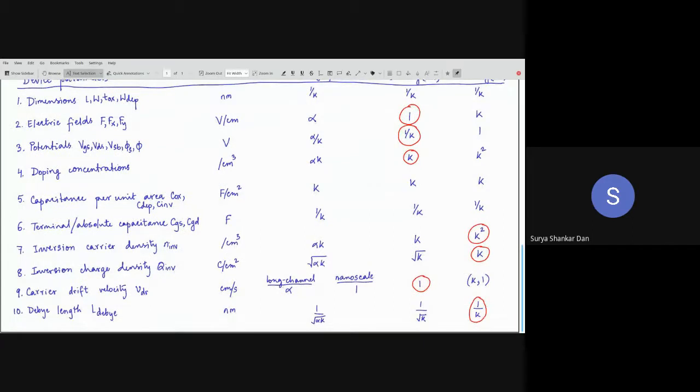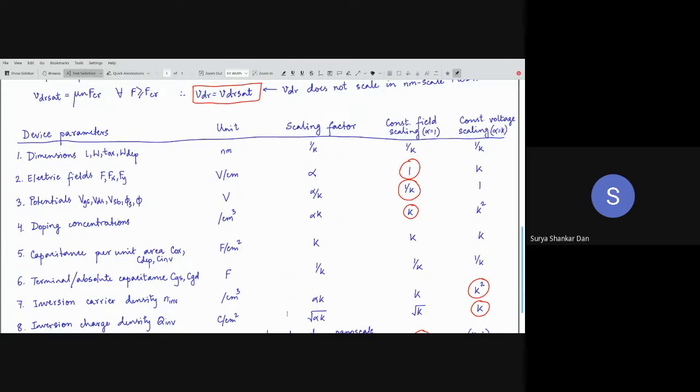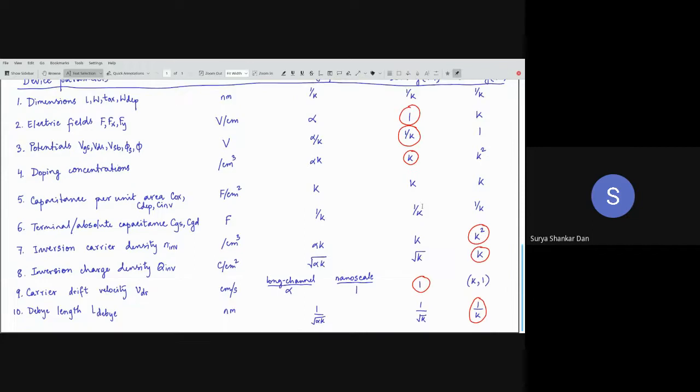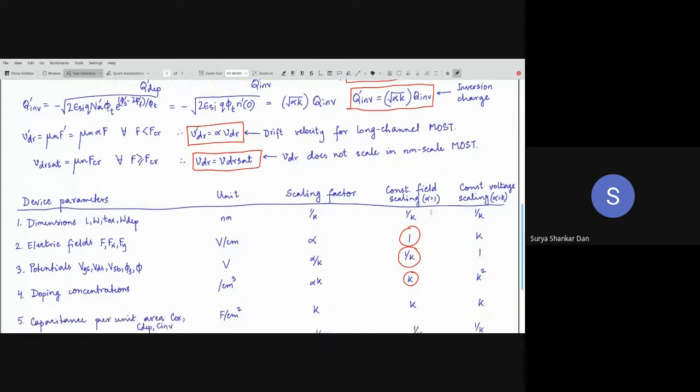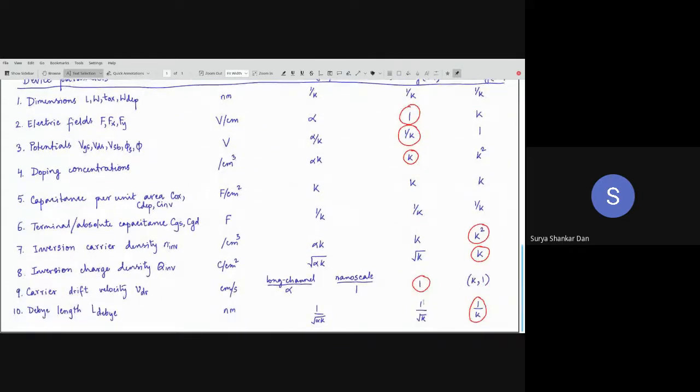Irrespective of whether it is long channel or nanoscale, that is the velocity saturation regime, it will always be 1 upon root over alpha k. When we are speaking about constant field scaling, the variation becomes 1 upon root over k. Why? Because constant field scaling means alpha is equal to 1. So that becomes 1 upon root over k.